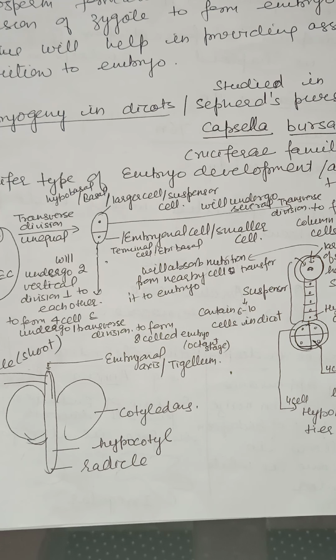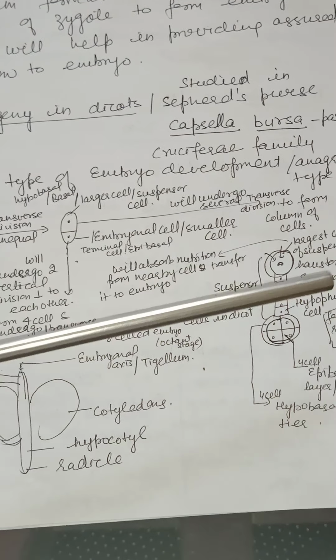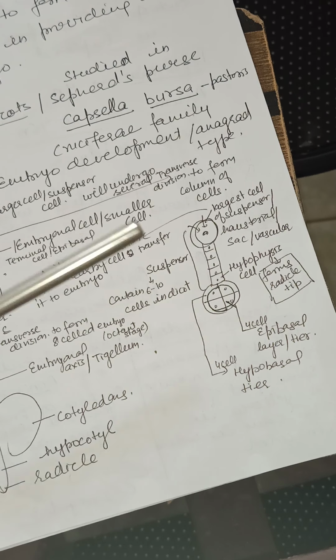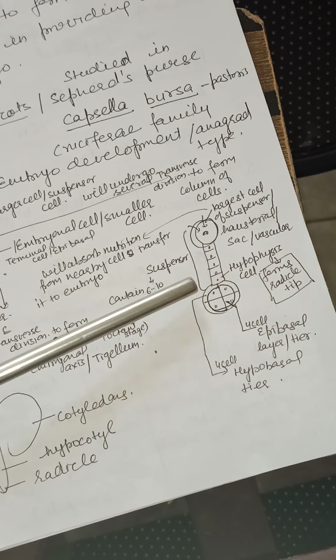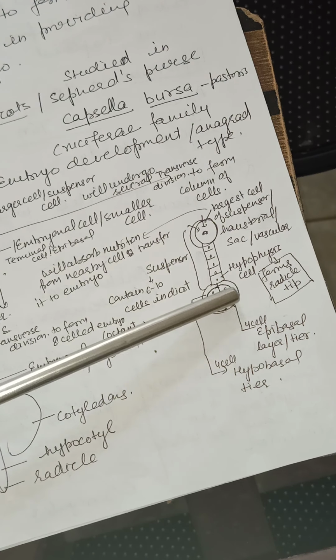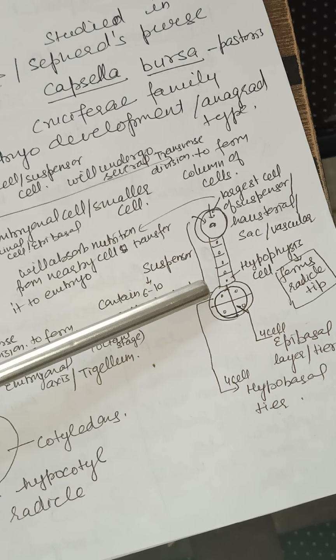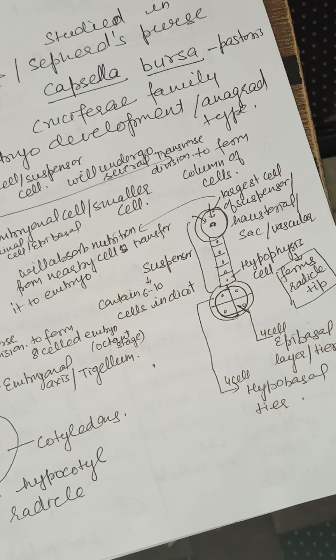This cell is known as the haustorial or vesicular cell. Its function is to absorb nutrition from the surrounding tissue. The cell of the suspensor which is near to the embryo is known as the hypophyseal cell.